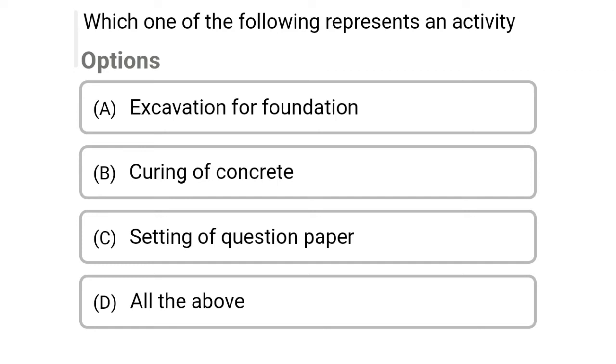Hello friends, today we're going to see the MCQ of construction planning and scheduling in the topic of construction project planning. So first question, which one of the following represents an activity? Option A, excavation for foundation. Option B, curing of concrete. Option C, setting of question paper. Option D, all the above. So the correct answer is option D, all the above.